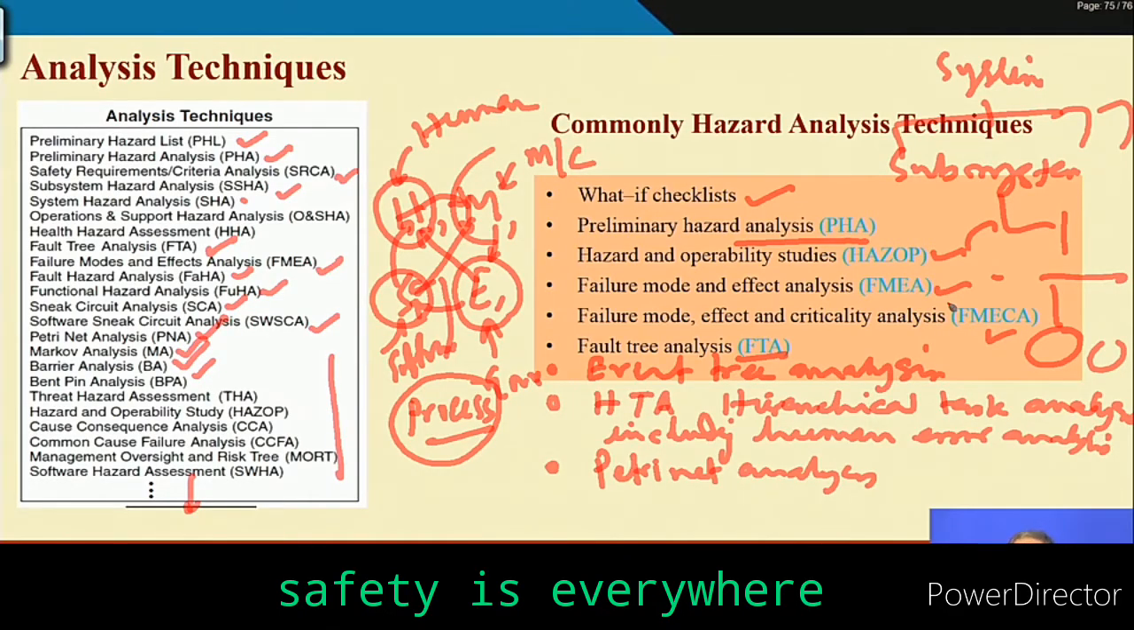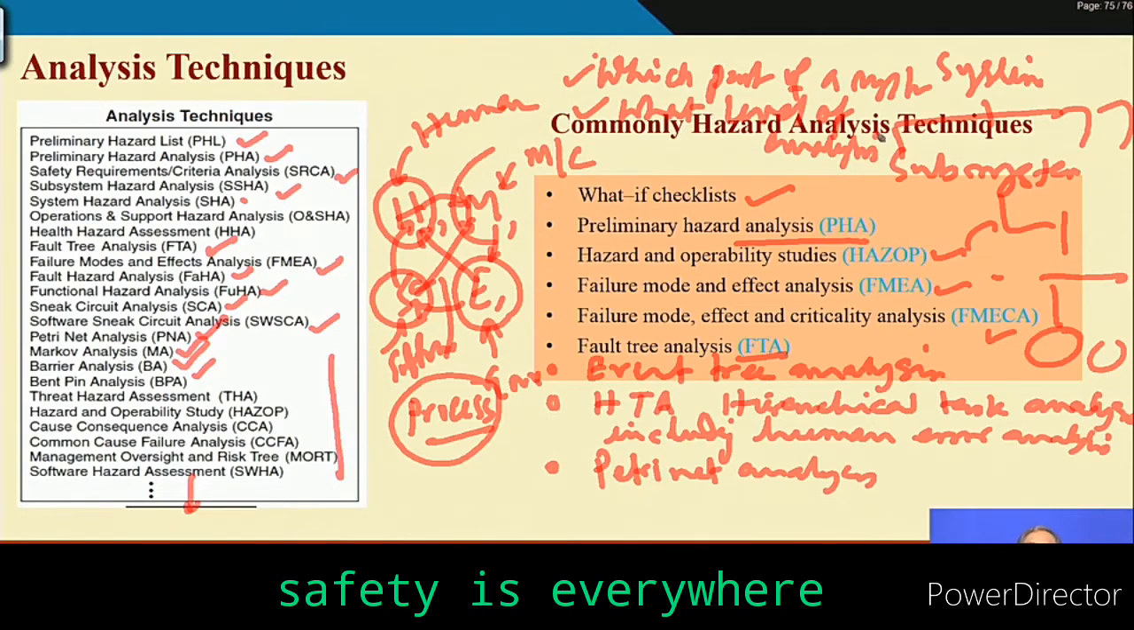So, at what level of hazard identification and analysis you are working also dictates what kind of technique you will be using. Essentially what I mean to say is that it depends on which part of the system is considered, and second, what level of analysis you want. Depending on the two, you will choose.